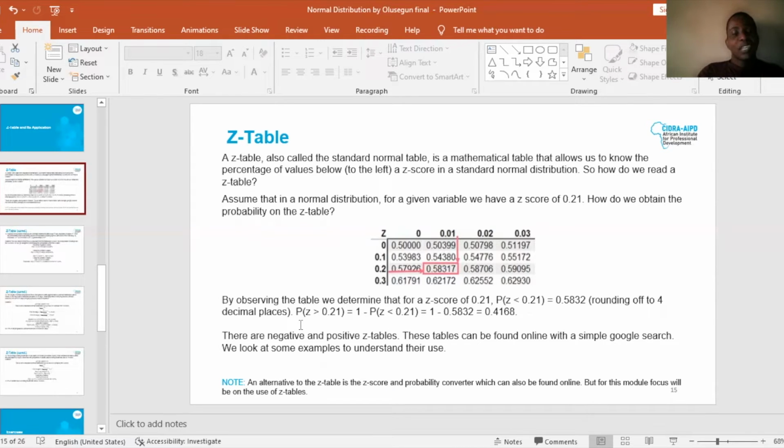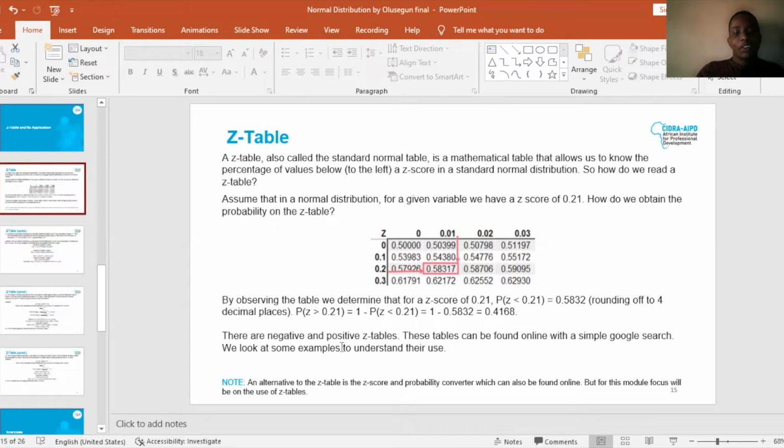But if we want to find the values that lie above the Z-score of 0.21, then we use our complementary probability concept. So we do 1 minus the probability of Z lower than 0.21 to get us the probability of Z greater than 0.21. So that will be 1 minus 0.5832, which is equal to 0.4168. All of this being rounded off to 4 decimal places.